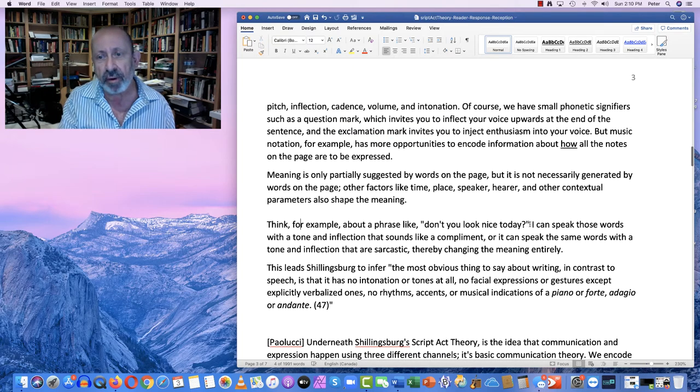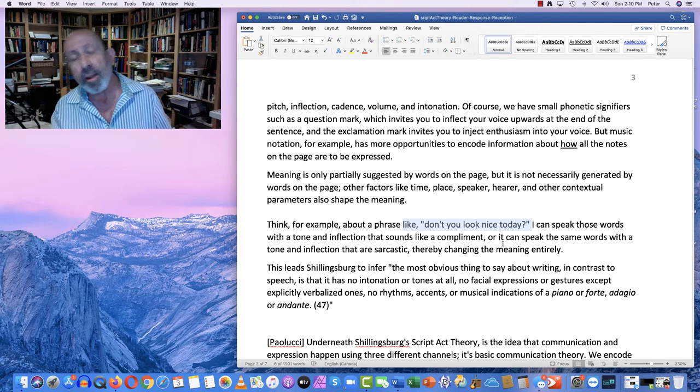And the example I have here, I can look at words on a page, something like, "Don't you look nice today?" The words on the page don't tell me anything about the tone. If I say, "Don't you look nice today?" that seems to render itself as an authentic compliment. But I could say, "Don't you look nice today?" implying a kind of sarcastic tone, which is not encoded in the words on the page. So the words on the page don't tell me how to say it, they only tell me what to say. And the difference between the what on the page and the how is the most important part of your understanding as you begin to approach texts and interpret them. It's the how that's everything.